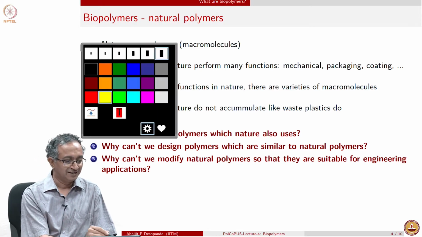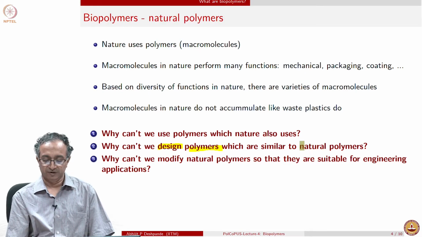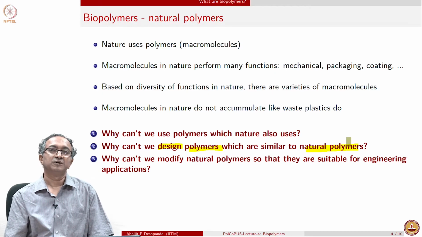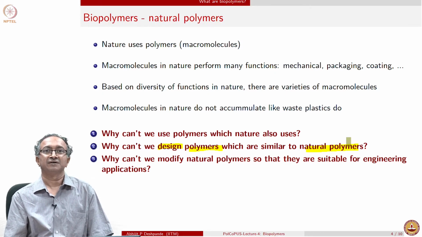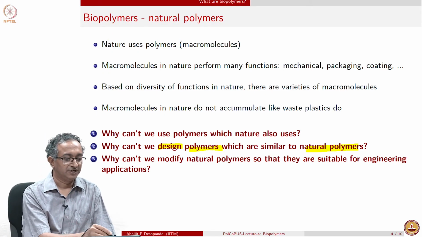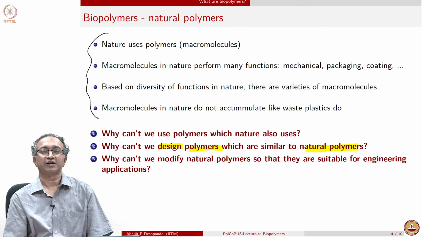Why can't we design polymers which are similar to natural polymers? So, that is another strategy. The natural polymer may not be able to exactly do the job that we are looking for. So, can we design a polymer which has some of these advantages that we talked about, in the way macromolecules are taken care of in the natural world?